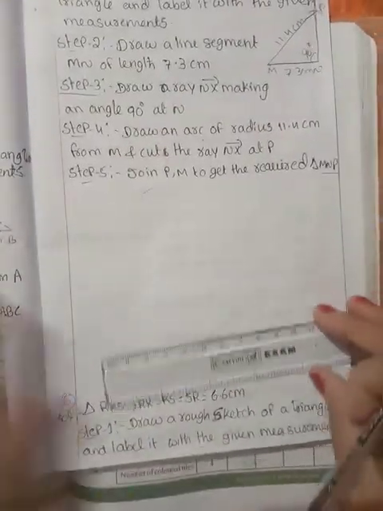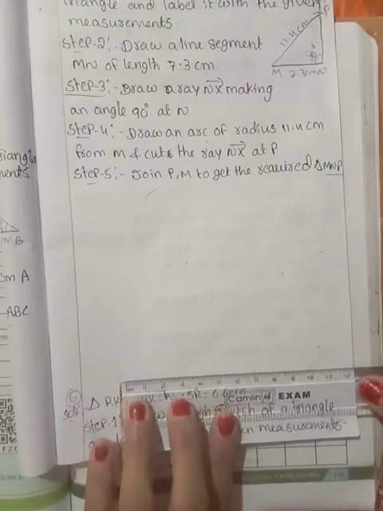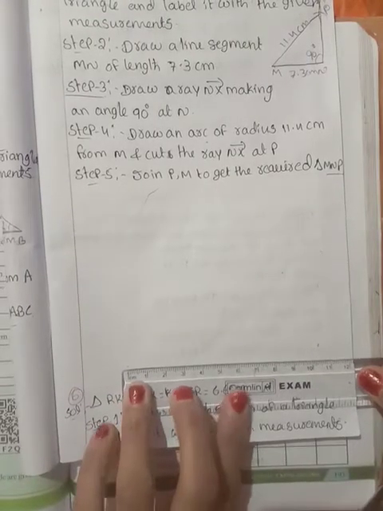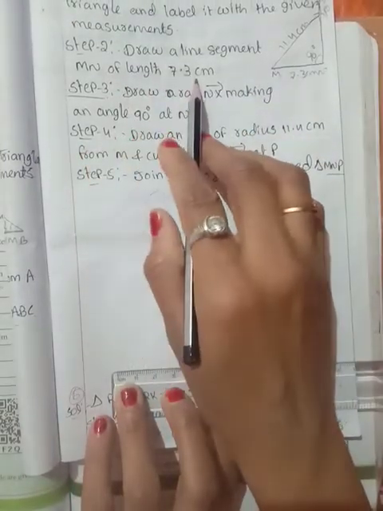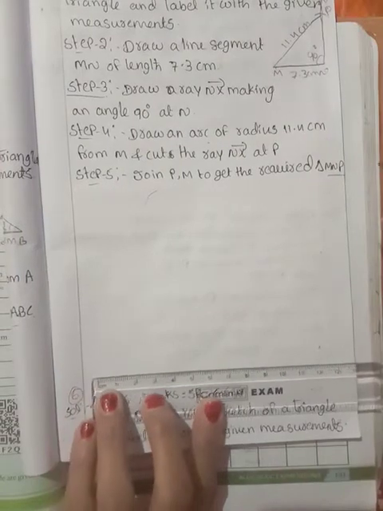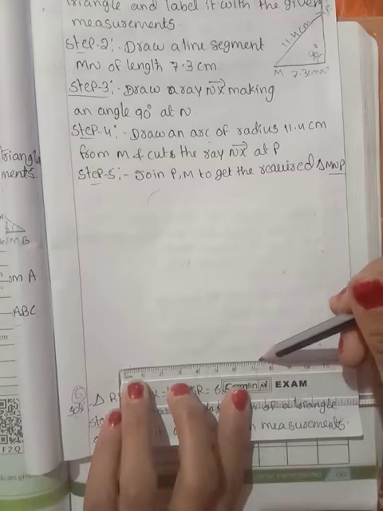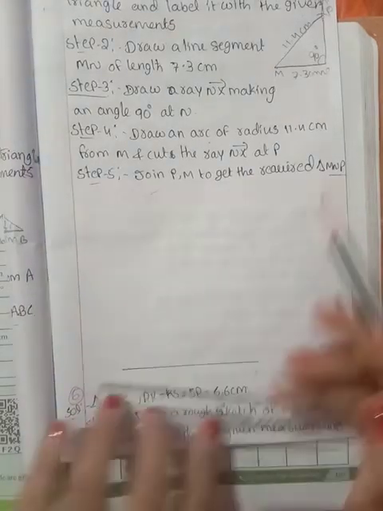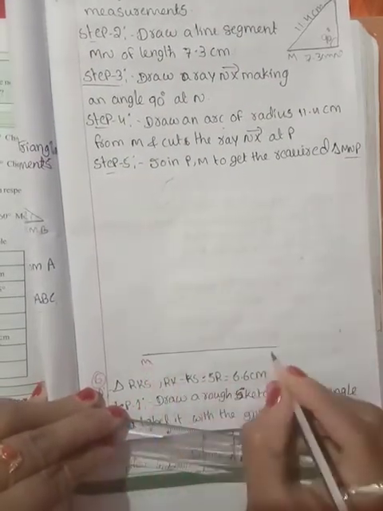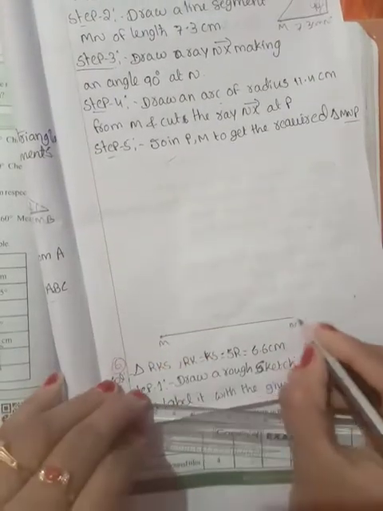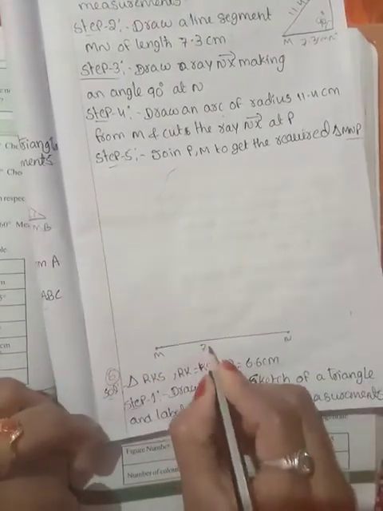Next, draw step by step. Here it is, Gagan Sai, step 2. Step 2 is to draw a line segment MN of length 7.3 centimeters. Okay, draw one line segment MN only, that is 7.3 centimeters.